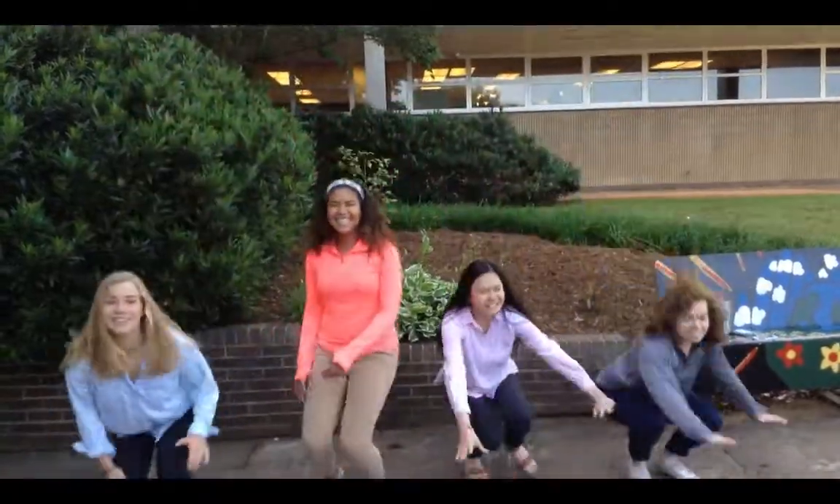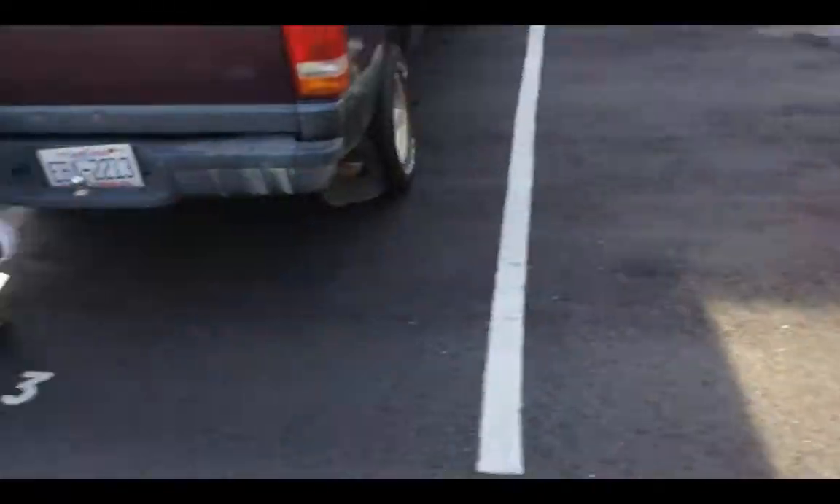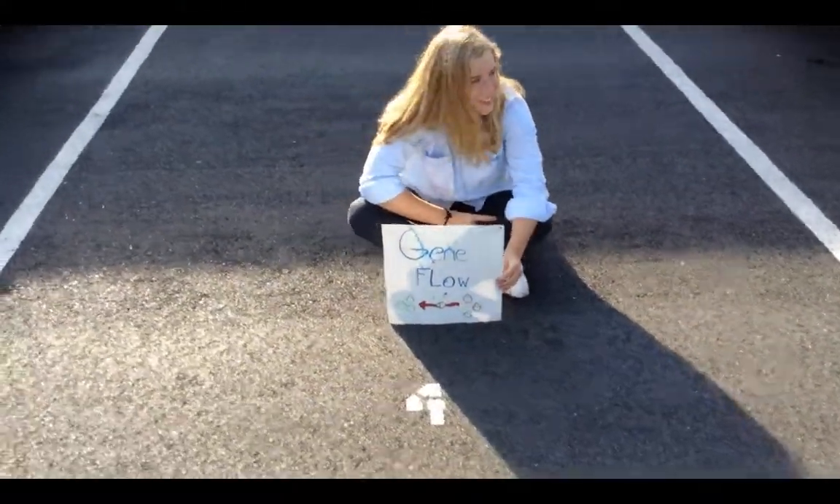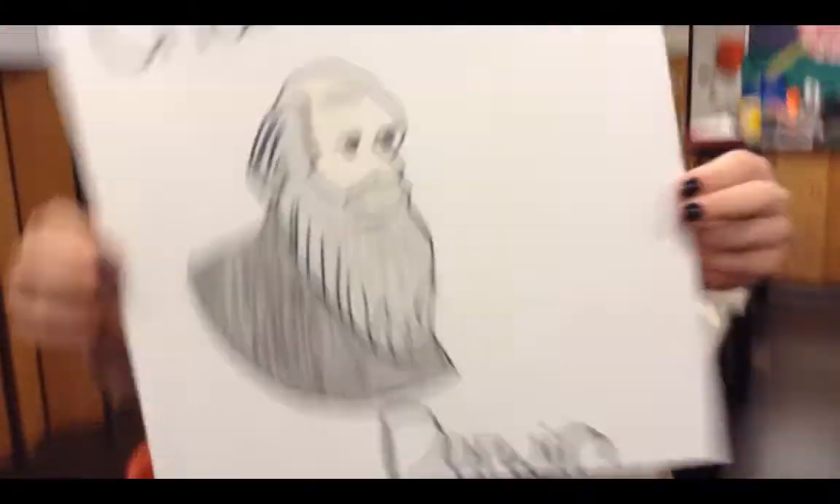Here you go for a review. Number 1, genetic drift, mating is number 2, mutations is the 3rd. Number 4 is gene flow. Number 5, natural selection. Charles Darwin told us so. He let his daughter know.